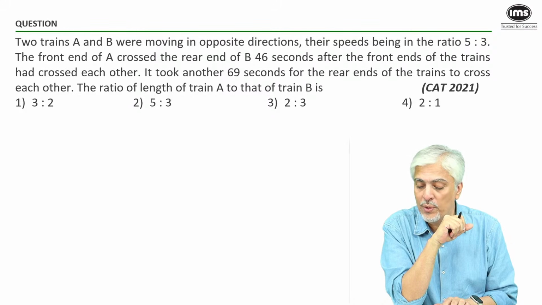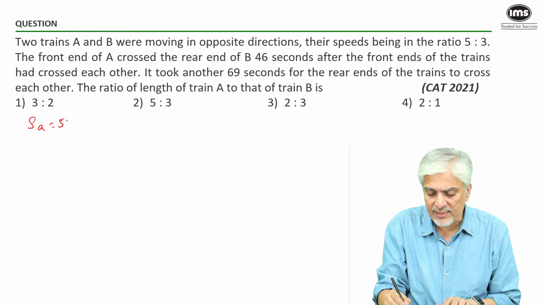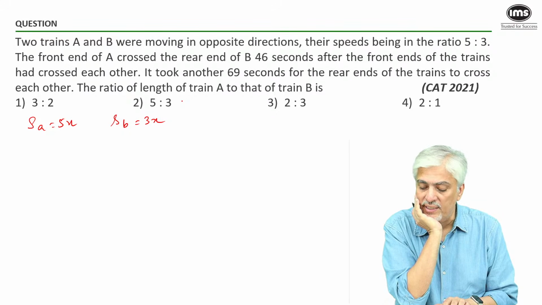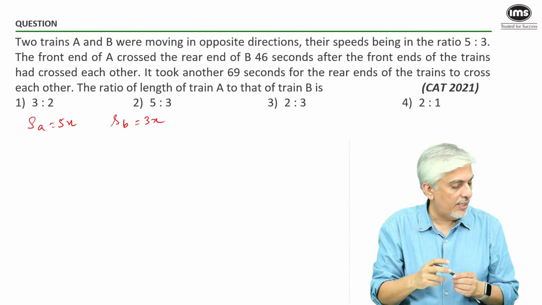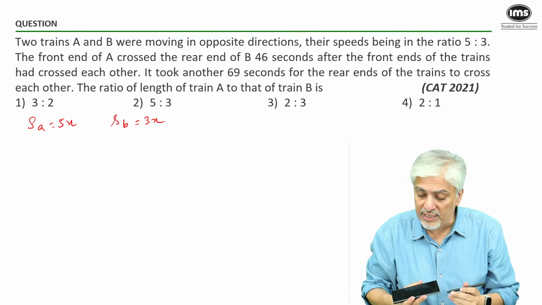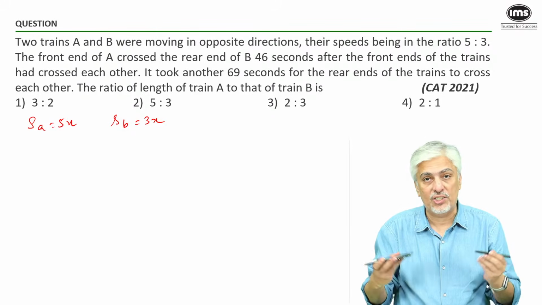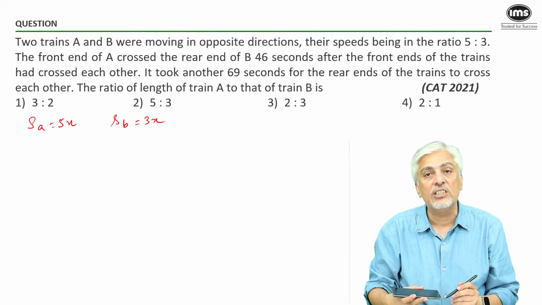Two trains A and B are moving in opposite directions with their speeds being in the ratio 5:3. So let the speed of A be 5x and the speed of B be 3x. Ratio is 5 and 3, so 5x and 3x. Now, the important part is over here. The front end of A, suppose there are two trains, I'll just take one more object in my hand. Say, let's take my mobile. This is one object, this is the other object. The front end of A crosses the rear end of B, and they are moving in opposite directions, 40 seconds after the front ends of the trains had crossed each other.